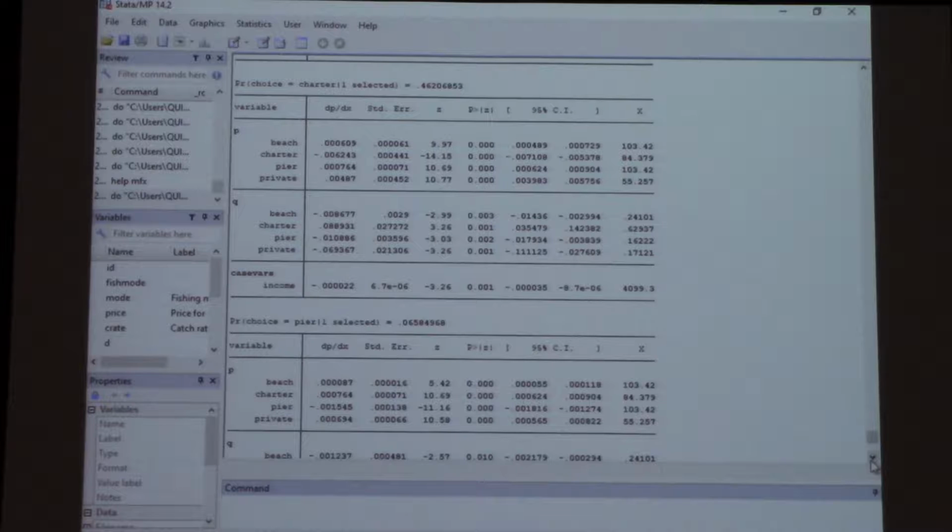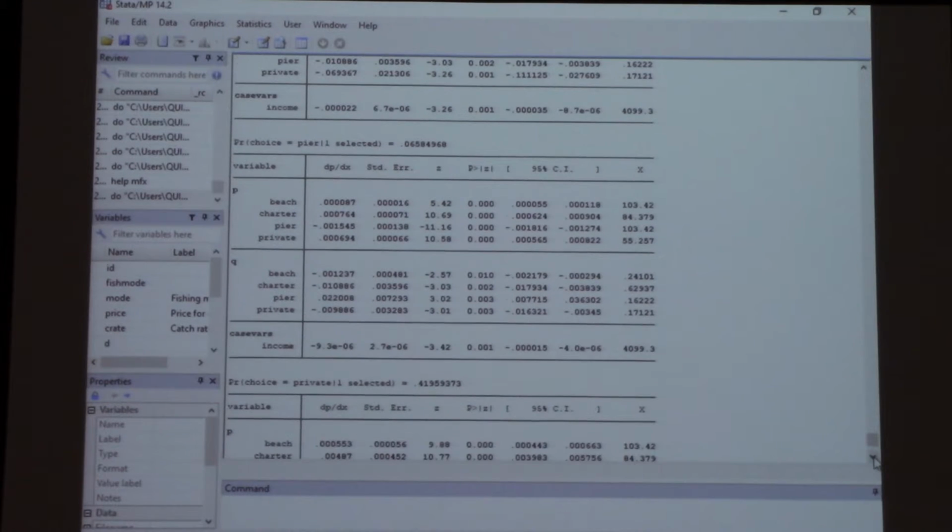Again, look at the own price effect, it's negative and significant. The cross price effects are positive and significant. The catch rate for charter is positive and significant. The cross catch rate effects, if you want to call them that, are negative and significant. Income is negative and significant.